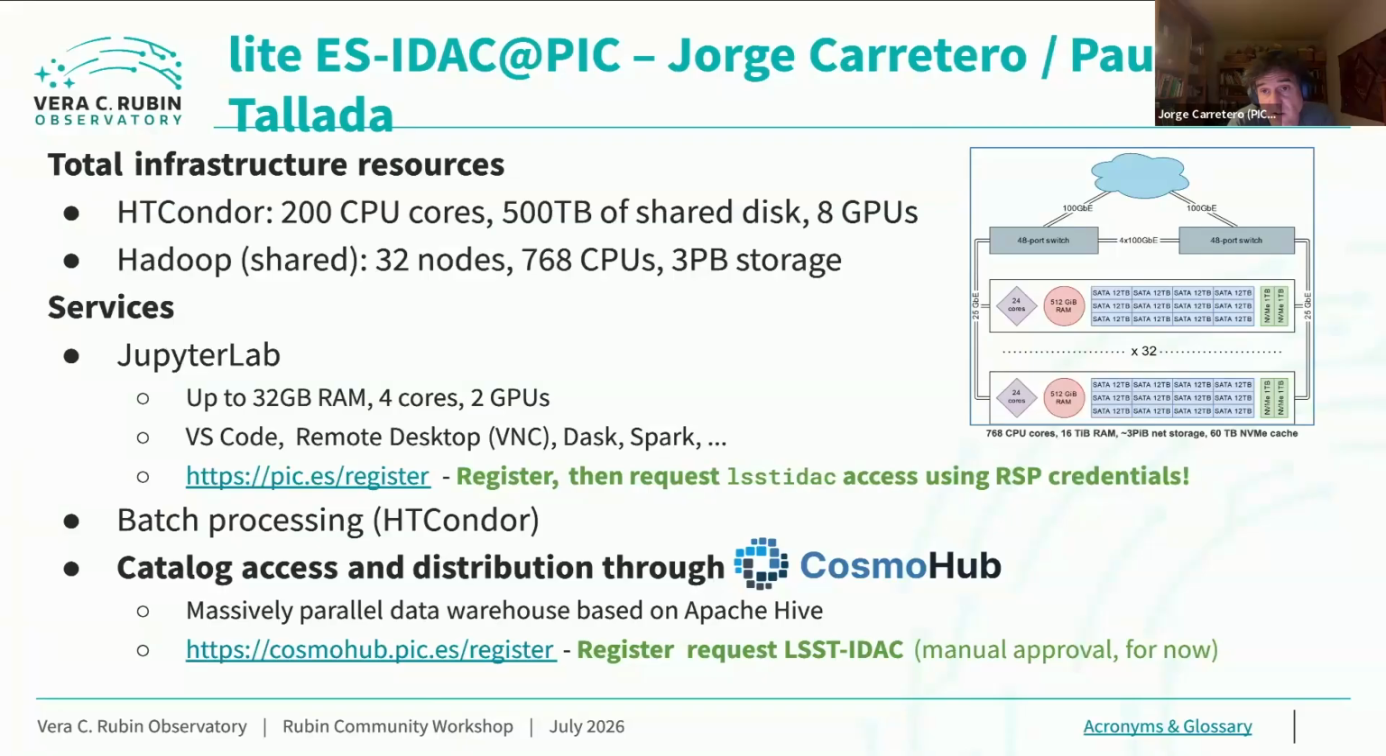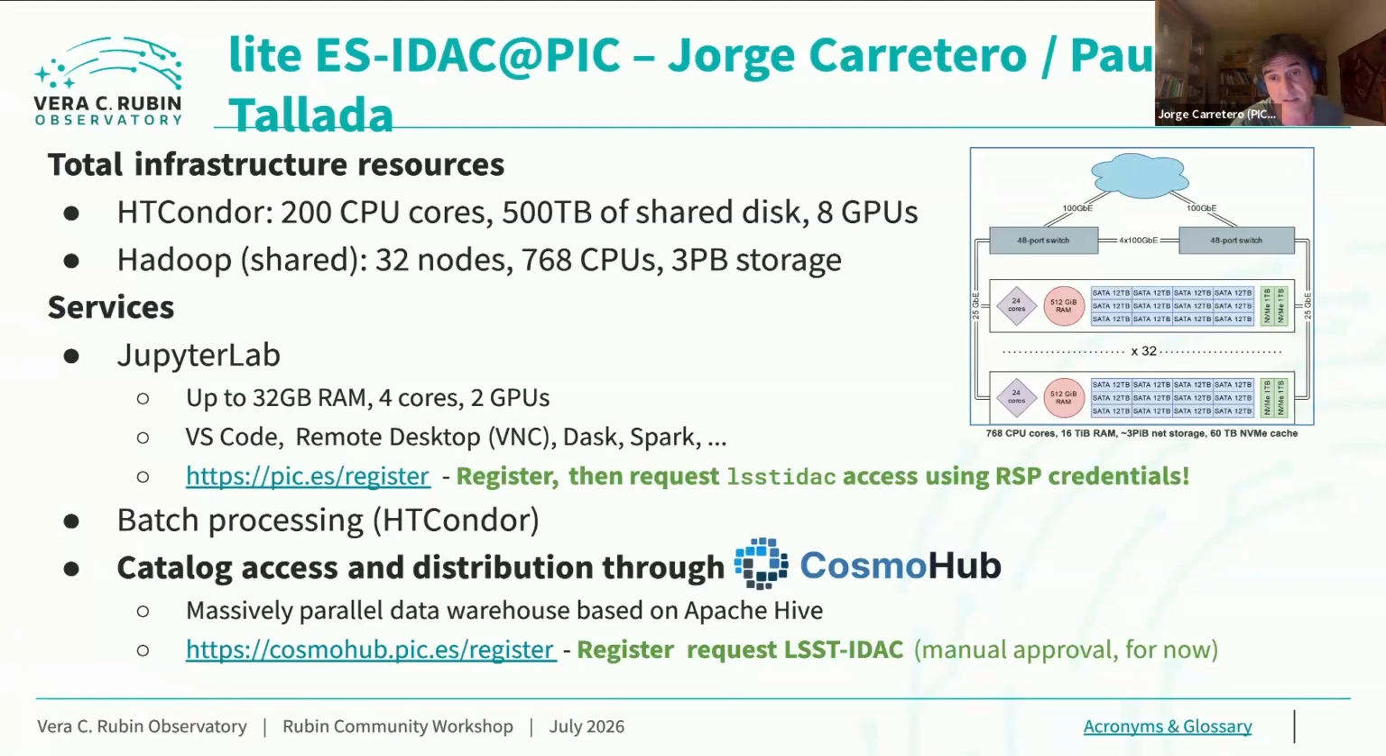And what I think is interesting, and I would like to have some users after this presentation, is that you can directly come to our webpage and register, and then after registration you have an account at PIC, and then you request LSST IDAC access using the Rubin Science Platform credentials. It is currently working, and I believe it should work. Once you have done that, you can access this JupyterLab and also batch processing using HTCondor.